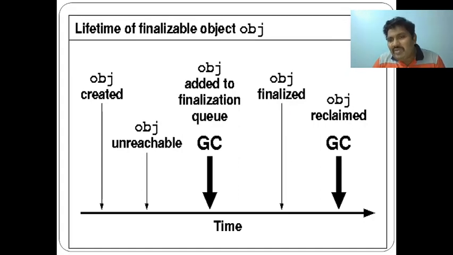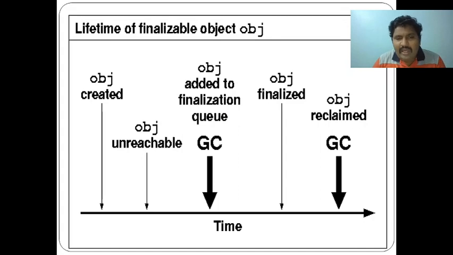After that, the object is automatically reclaimed by the garbage collector. So this is for the program. Along the timeline, first of all, the object is created. Once the object is not used at all, it is called unreachable. Then automatically those unreachable objects are added to a queue called the finalization queue.